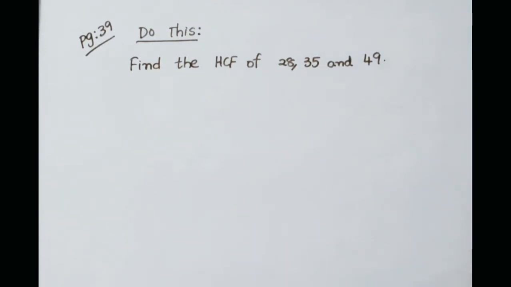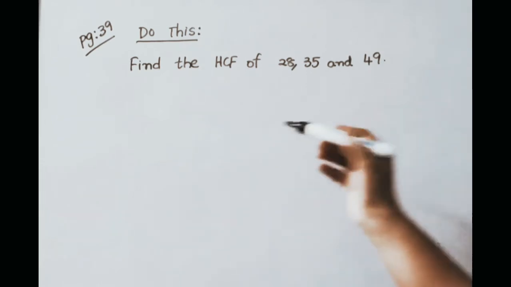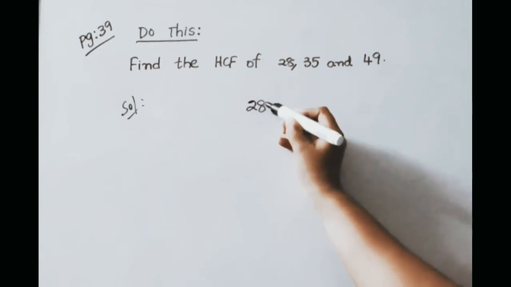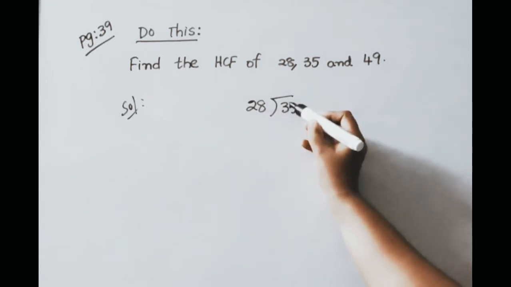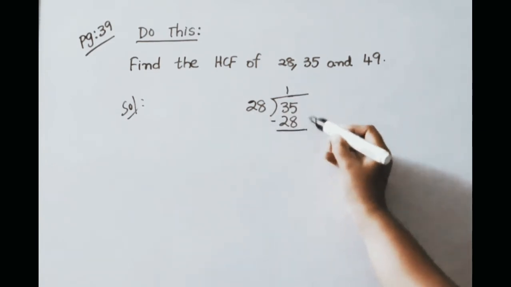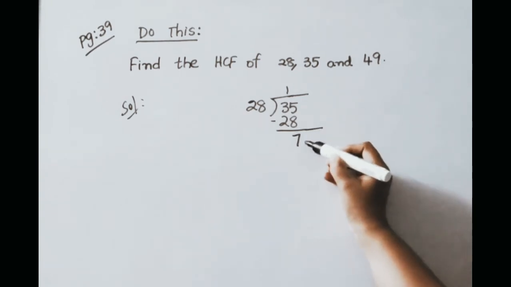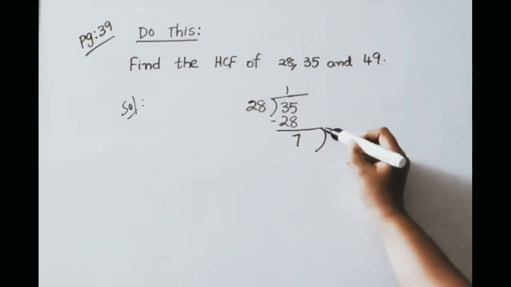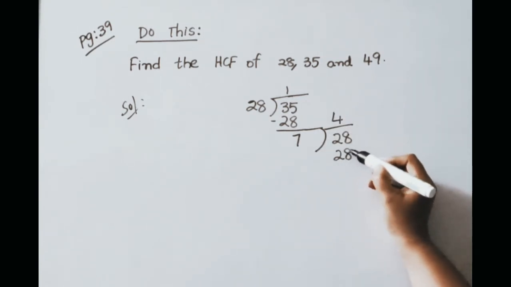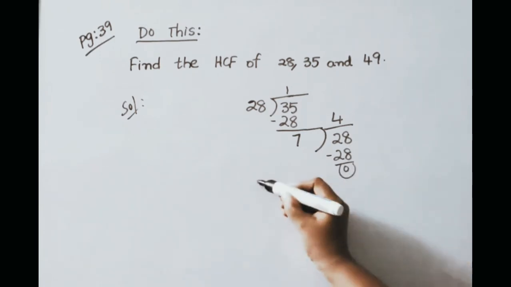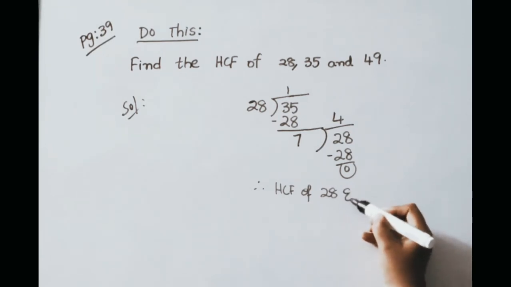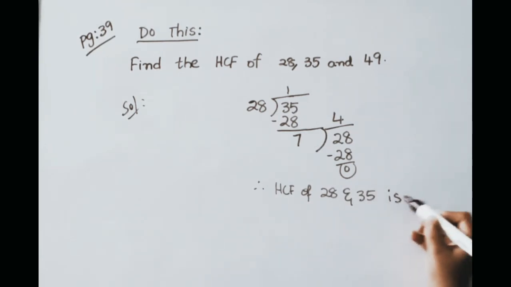By using continued division method, we are going to solve this sum. Let us see the solution now. Take these two numbers first, 28 and 35. 35 is divided by 28. 28 ones are 28. If we subtract, we get a remainder 7. With this 7, we need to divide the previous divisor, that is 28. Now 7 4s are 28. We will get a remainder 0. Therefore, HCF of 28 and 35 is 7.